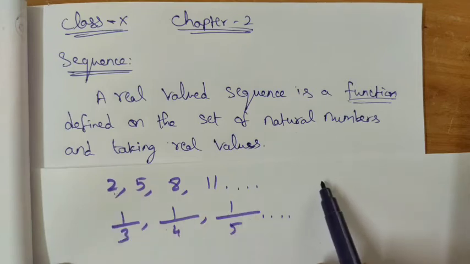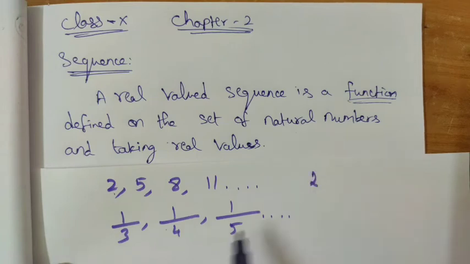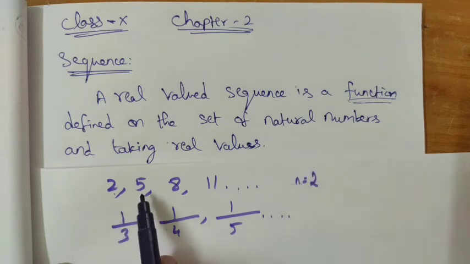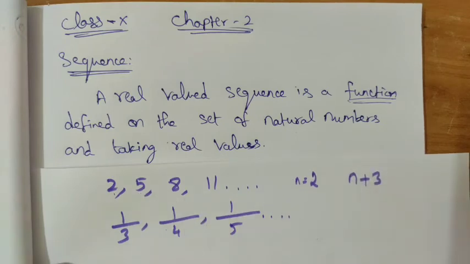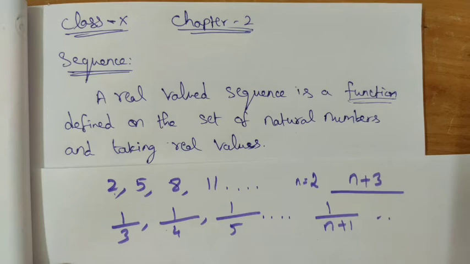See that here n equals 2 for the first term, and then the second term is n plus 3, and the third term again adds 3, and it goes on like this. Here the numerator is always 1. See, the denominator is adding 1, so n plus 1, and it goes on 3 plus 1, 4 plus 1, like this. So this arrangement is called a sequence.